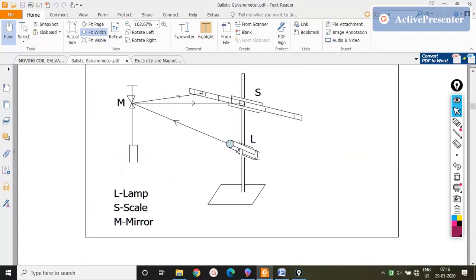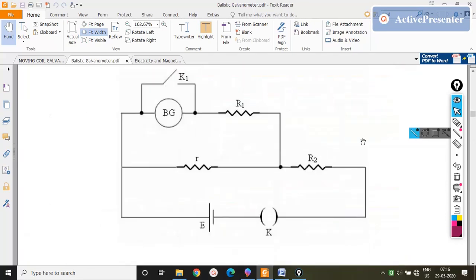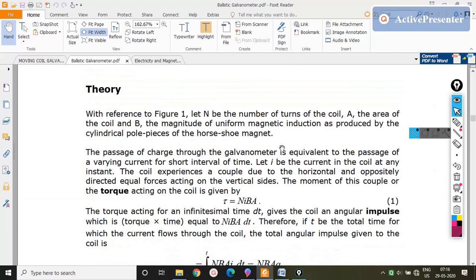This is the system. You have a lamp here, the mirror there, and the spot at its normal position. It is here when no charge flows in the galvanometer. Once charge flows, it produces an oscillatory motion on this scale, and that can be recorded. So let us move to the theory part.